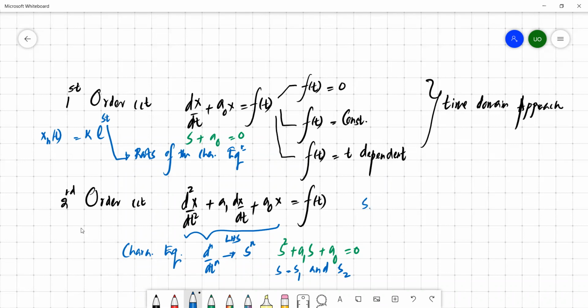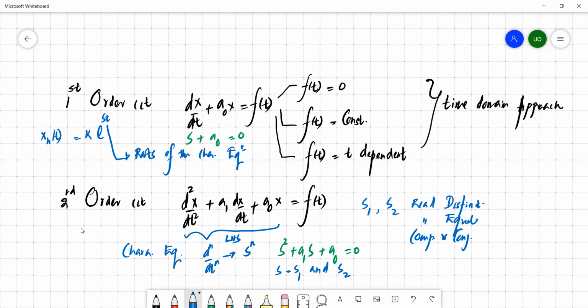We found that s1 and s2 may be real and distinct, so you get one type of response. If those are real and equal, you have a completely different response than the previous. If those roots are complex and conjugate, you end up with yet another completely different type of response.